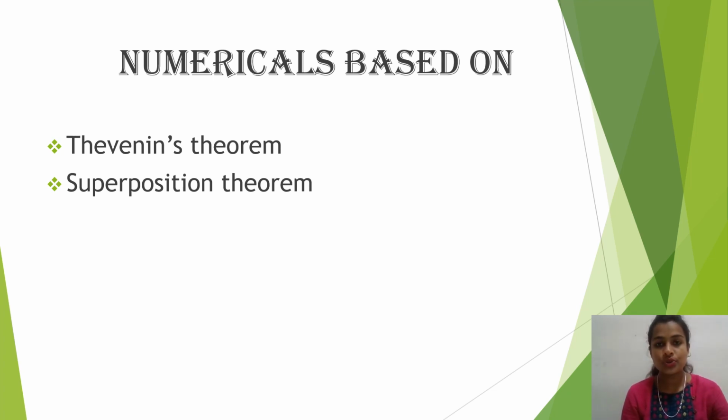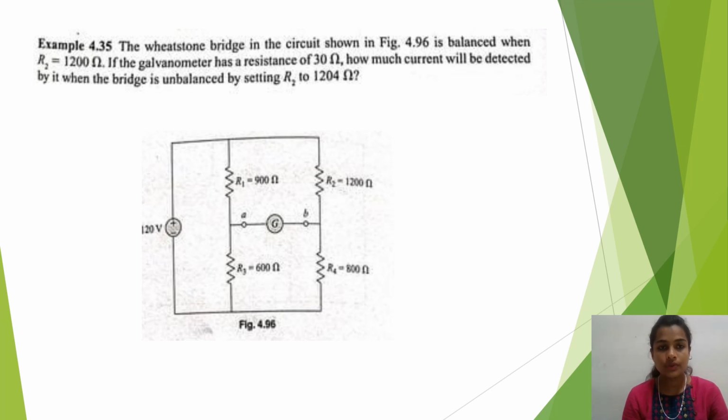Next one, superposition theorem. It states that in any linear active bilateral network having more than one source, the response across any element is the sum of the responses obtained from each source considered separately, and all other sources are replaced by their internal resistance. Let us see the first question.